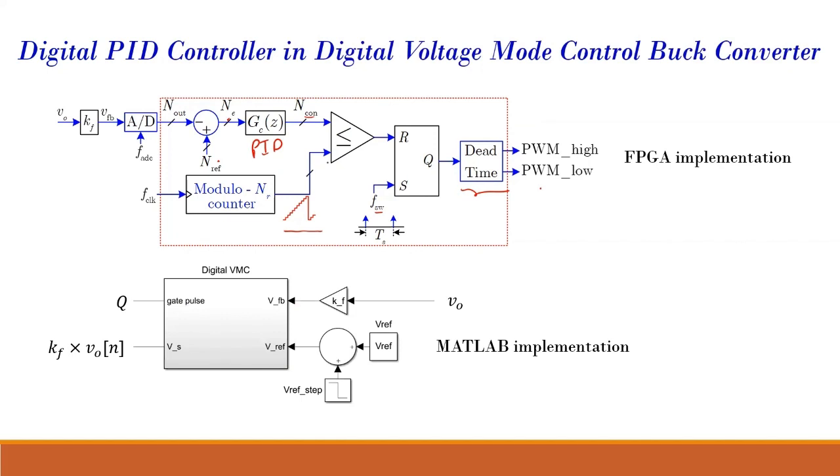And now, how do you implement it in MATLAB? In MATLAB, you just have a V reference, and this is your output voltage. You scale it with the feedback sensing gain, and then inside you have this digital voltage mode control module.